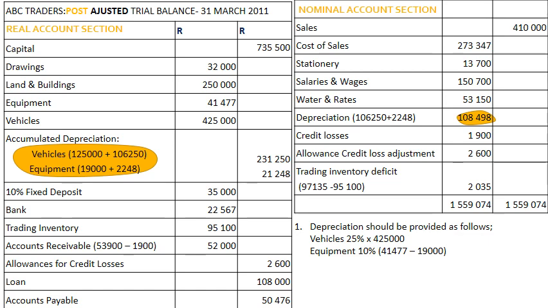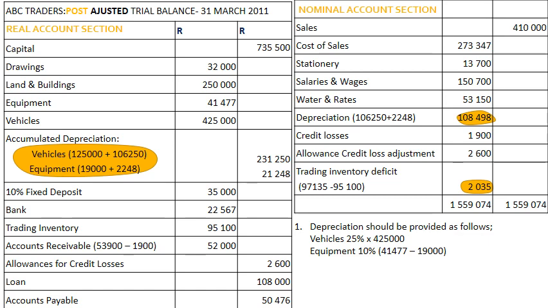The fixed deposit remains the same. The bank account remains the same. The trading inventory changes to 95,100, which was the actual value after physical stock taking. The difference in the trading inventory will then be reflected under the nominal account section as trading inventory deficit, which will be an expense of 2,035.